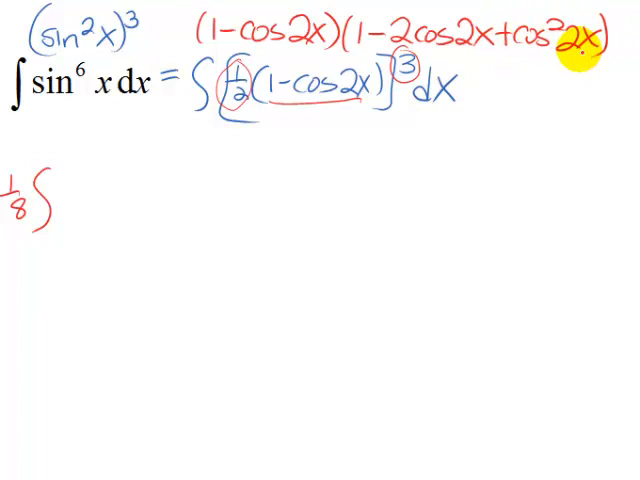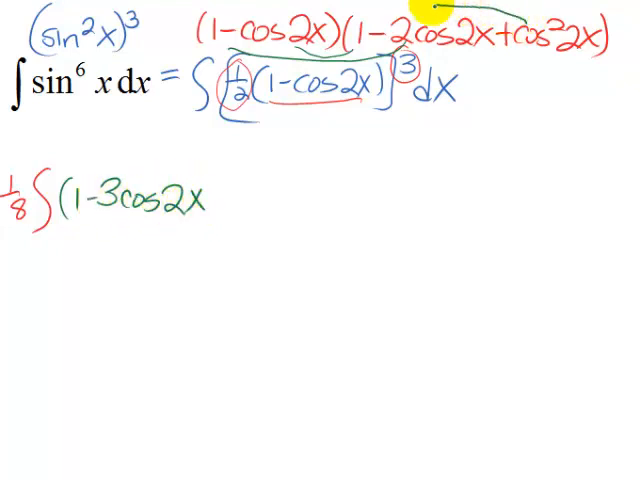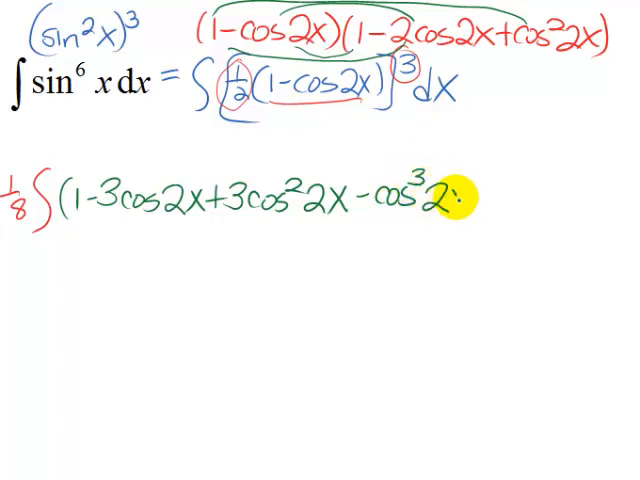Now we need to make sure we multiply both terms here to the 3 terms here. Now, if we did the ones, we would get 1 here. On the cosine 2x terms, there's minus 1 of them there, and there's minus 2 of them there, so minus 3 cosine 2x. On cosine squared terms, we got 1 there and 2 more there, so that's plus 3 cosine squared 2x, and then last times last would be minus cosine cubed 2x dx.